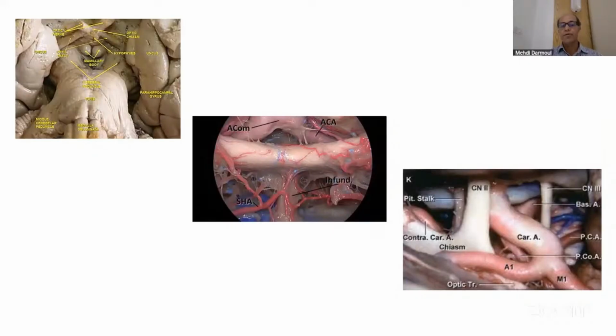Here, a frontal view of the chiasm. Here you have the ACOM and the infundibulum and the superior hypophyseal artery. Another view of the chiasm with the two optic nerves and the relation with the vessels, the carotid artery and A1.